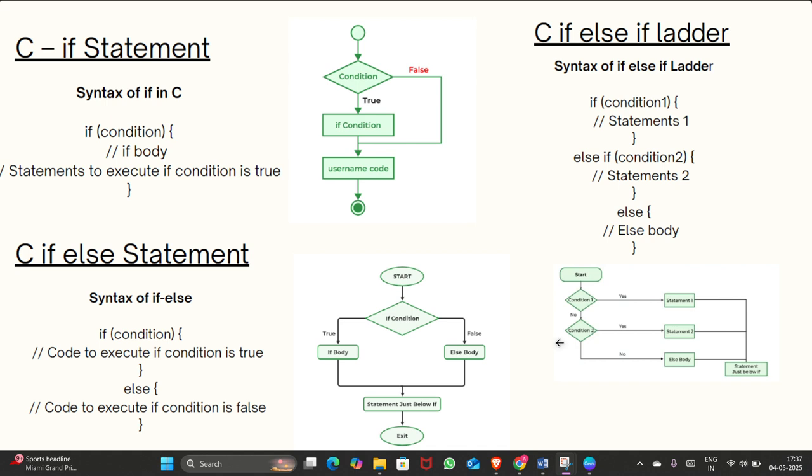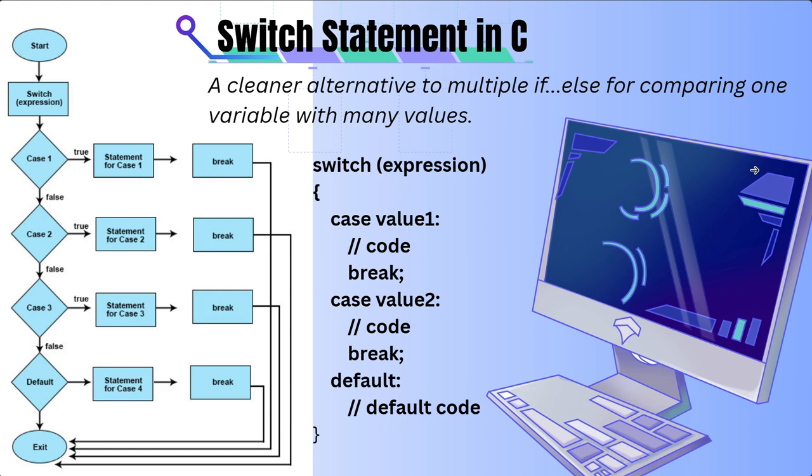Next we come to the second type of decision making, which is the switch statement. Switch statement is an alternative for this if else ladder statement. Now let's go and understand the switch statement. This is the switch statement. Switch statement is a cleaner alternative to multiple if else for comparing one variable with many values.